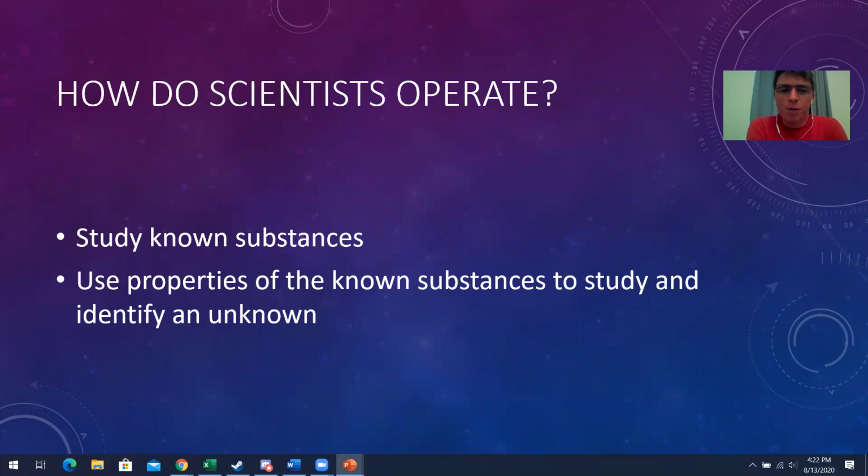Basically, you can condense any scientific experiment into two parts: studying known substances through some methodology, and then using what you get from those known substances, those properties, that data, and using that same methodology to test an unknown substance, and then figure out whatever data or identity you're looking for of your unknown.